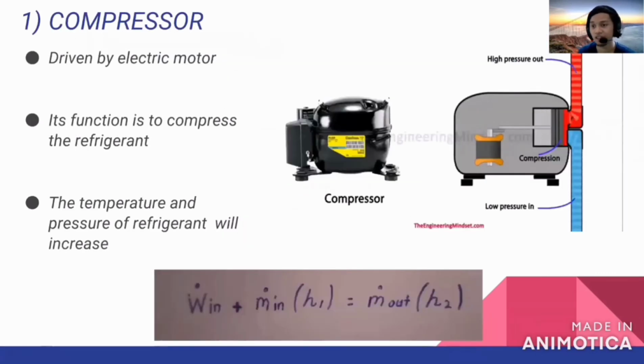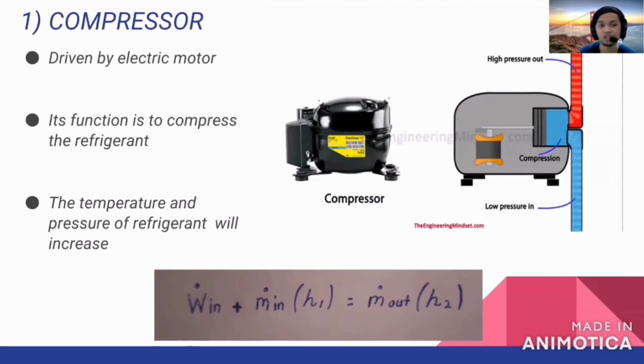The first component is the compressor. Actually, the compressor is driven by an electric motor. The refrigerant will enter the compressor as saturated vapor with low pressure and low temperature. The compressor will compress the refrigerant, which causes the molecules to collide with each other in a small volume. The temperature and pressure of the refrigerant will increase.